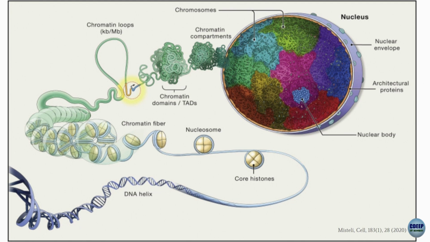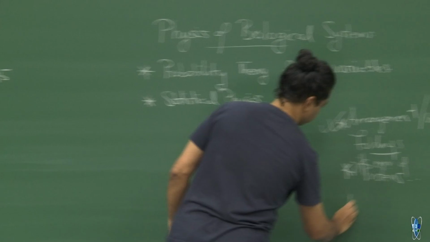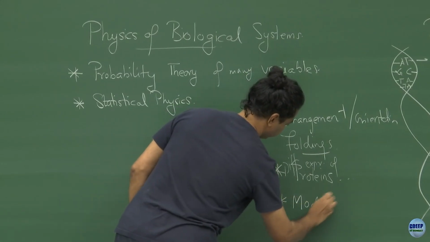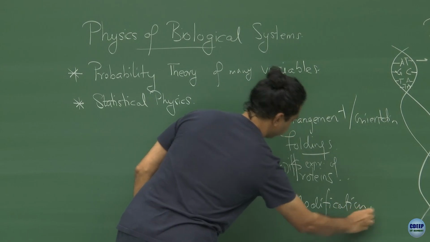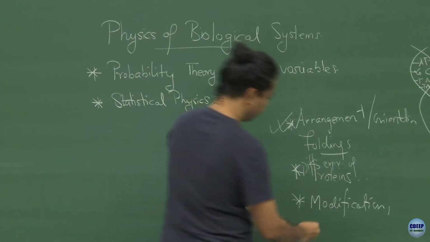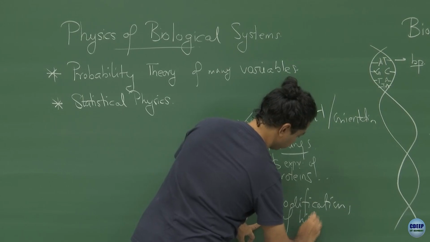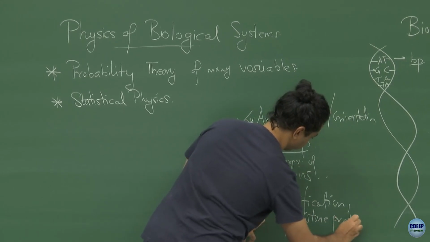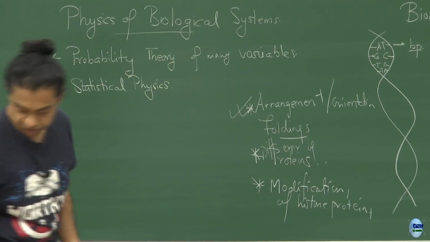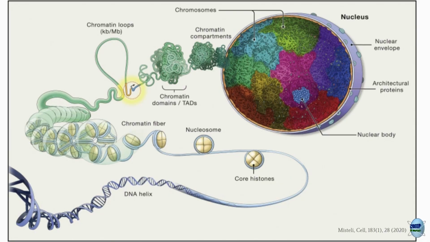And another way that cells do this, apart from the genetic information, is modifications of these histone proteins. These histone proteins have charges, and the cell can play around with these charges through some chemical reactions, which are called post-translational modifications. Let's not get into the chemistry.